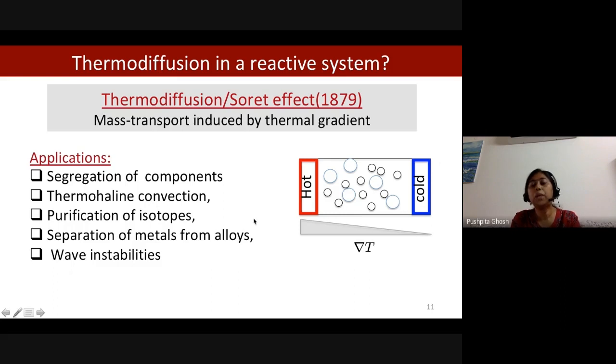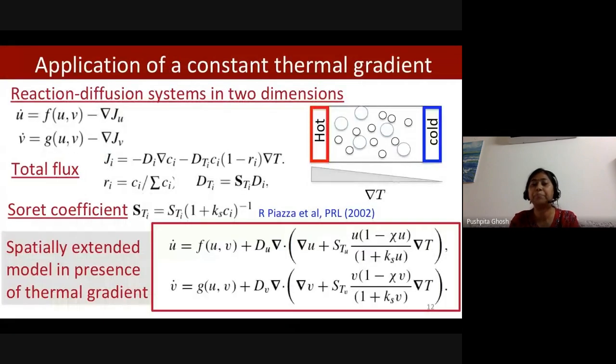So the whole idea is whether a system undergoing a reaction under a constant temperature gradient can create or modify spatial patterns or not. This is the whole question that we wanted to address in a very systematic and general way.